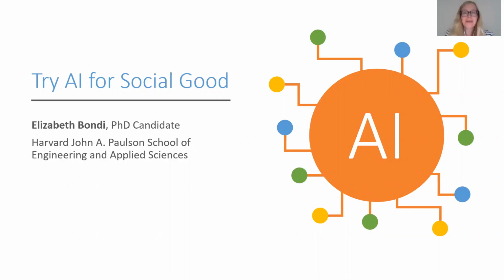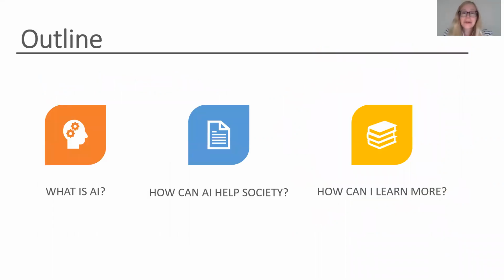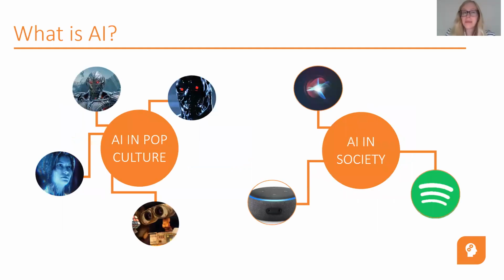And today I will be talking with you about trying AI for social good. So during today's talk, I want to first start by talking about what is AI, or artificial intelligence. And then I want to talk about how AI can help society, or what we mean by social good, for example. Then I want to talk a little bit about how you can learn more if you're interested in doing so. So just to jump right into the question of what is AI, or again, artificial intelligence.